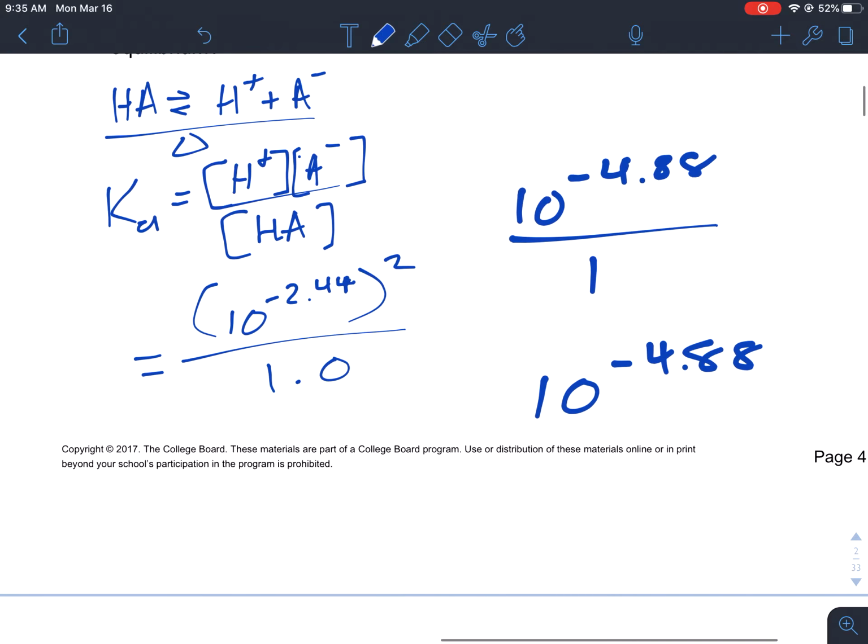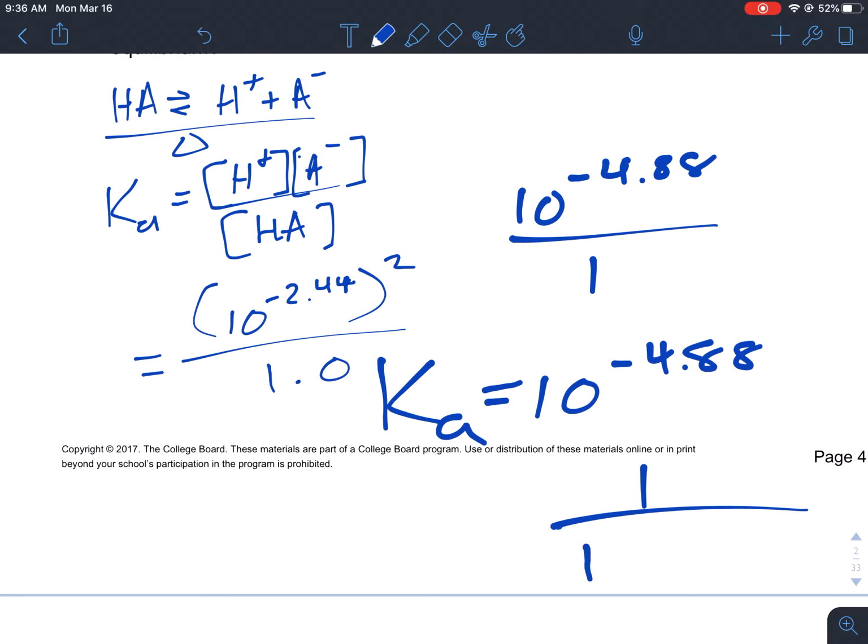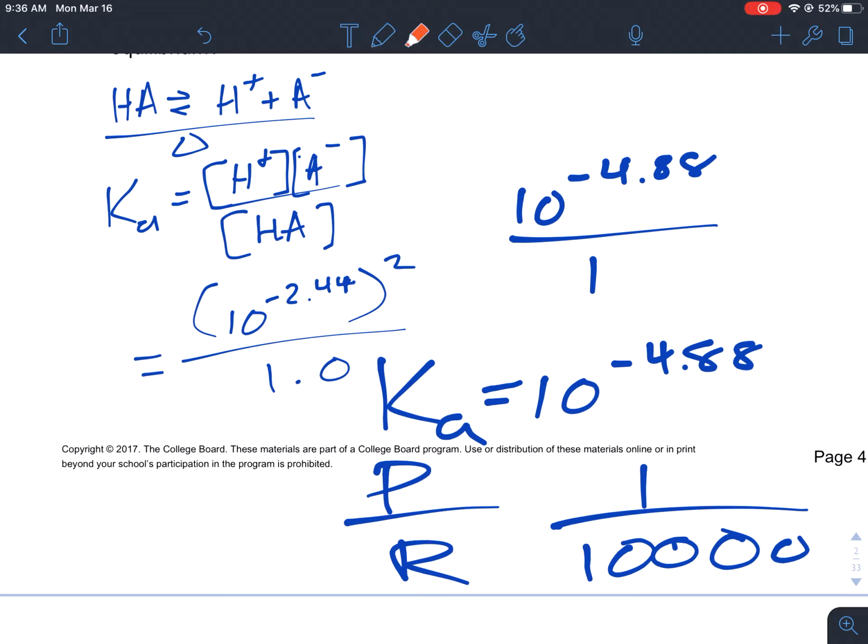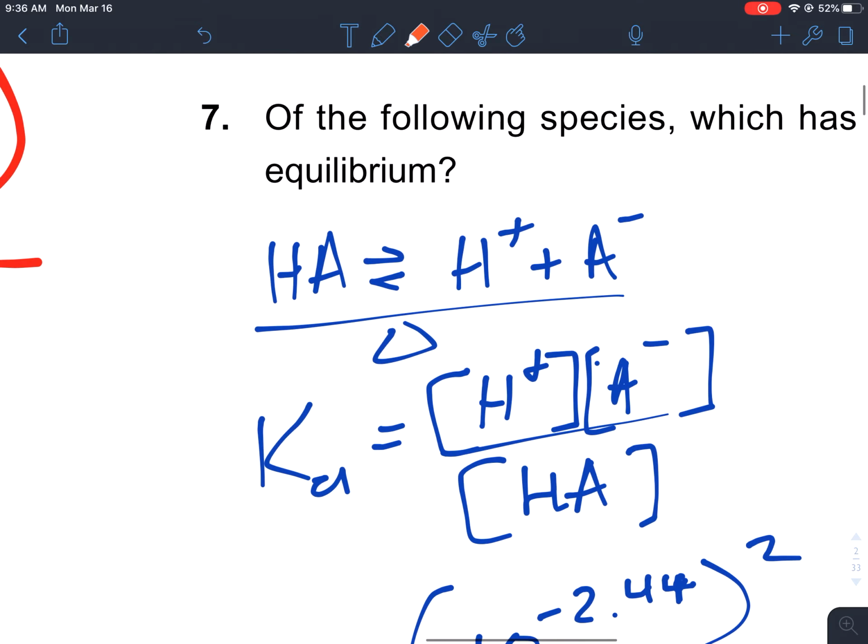I don't know what that number turns out to be, but this means that this is some kind of fraction, some kind of number over some kind of number, right? So how do we calculate Ka? Ka is products over reactants. In other words, this thing has a lot more reactants than products. It has a lot more HA than H plus or A minus.